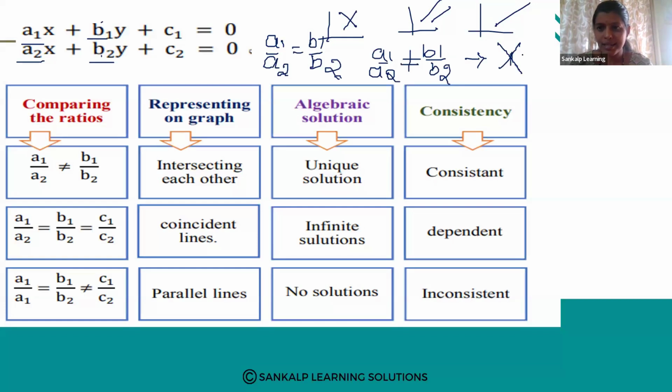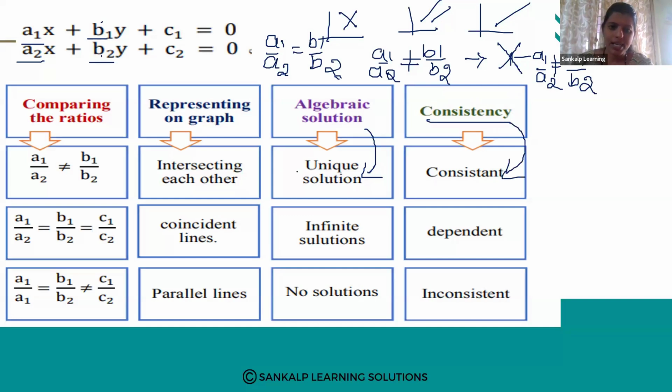Okay, when two lines are intersecting each other, that means a1 divided by a2 is not equal to b1 divided by b2. At this condition, the lines will intersect. Next, algebraic solution. Algebraic solution will be unique solution. Which type of solutions it has? Unique solution. Consistency, is it consistent or inconsistent? So when two lines are intersecting, that means the pair is consistent.